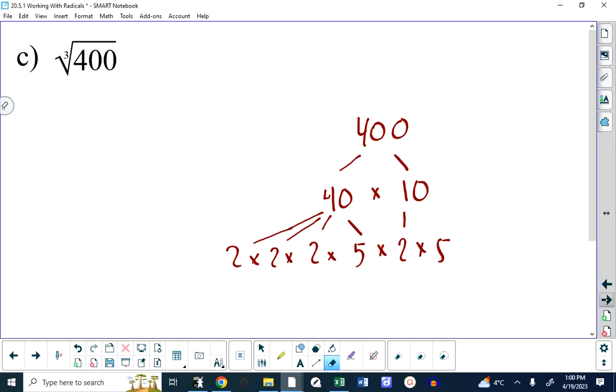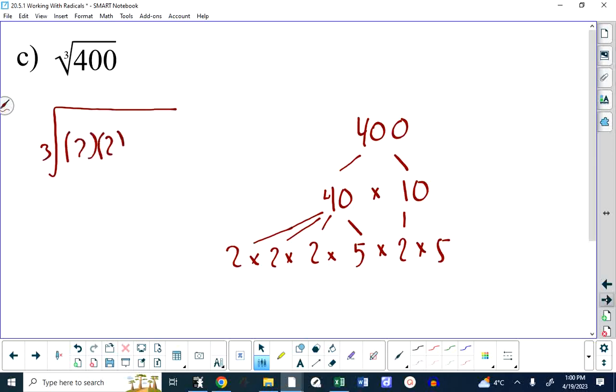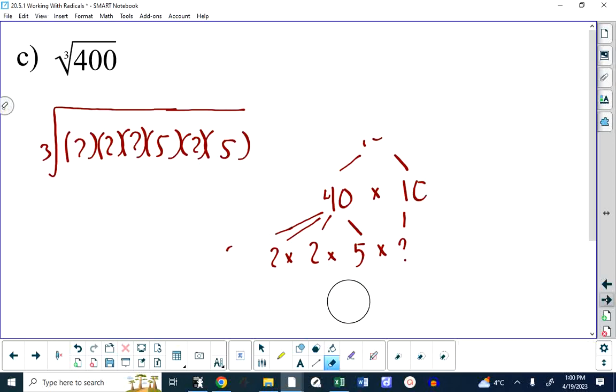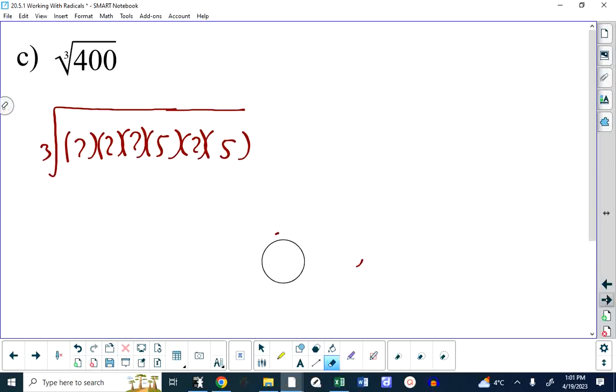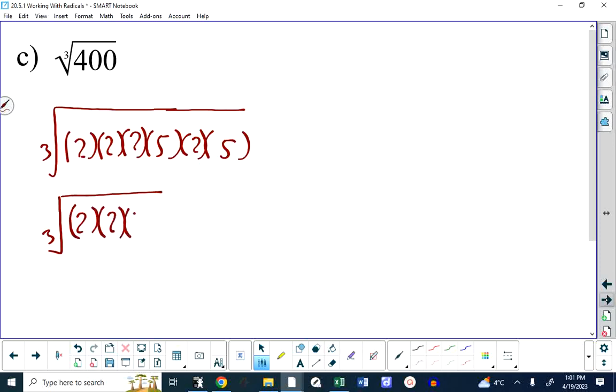Yep. Okay. So that means the cube root of 400 is the cube root of 2 times 2 times 2 times 5 times 2 times 5. This is almost just scrap paper work. I think we can go from here to the answer, but I'm going to rewrite this as the cube root of 2 times 2 times 2 times the cube root of 5 times 2 times 5. And I want to make this point.